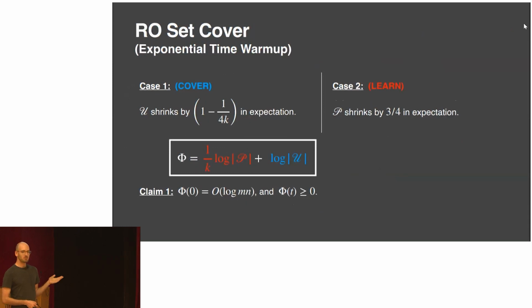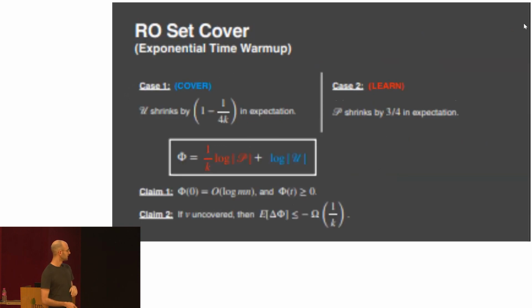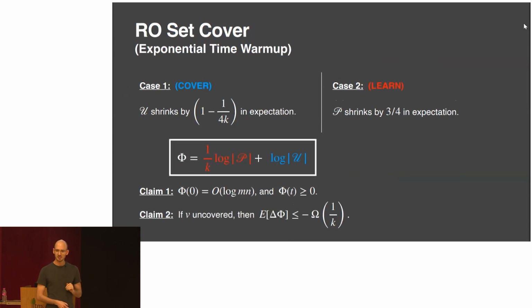You can do the proof like this. This potential function starts at log mn, because P is like m to the k, so this is k log m divided by k, which is log m. U is n, so this is log n, so the total is log mn. It never goes below 0. And what I just argued in the last slide is that in expectation, this potential function decreases by something like 1 over k. You can work out the math, but it's the exact same proof.